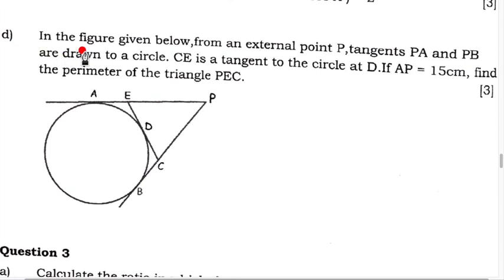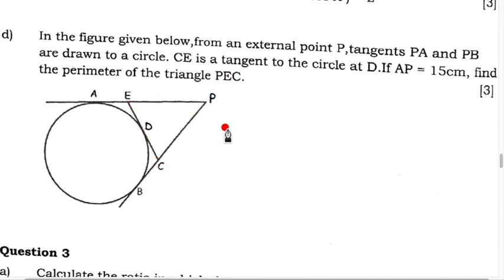Question 2D. In the figure given below, from an external point P, tangents PA and PB are drawn to the circle. So see this point P, PA and PB, these are the tangents. CE is the tangent to the circle at D. So we have CE is the tangent, the third one. And AP is 15. Where is AP? From here to here, that is AP. Find the perimeter of triangle PEC, that is this triangle.